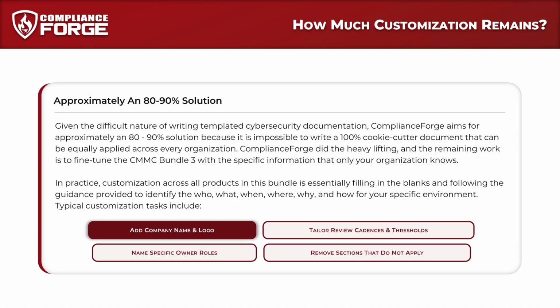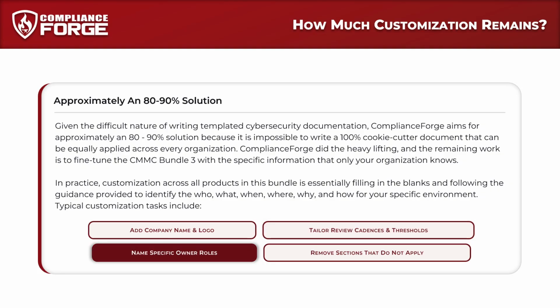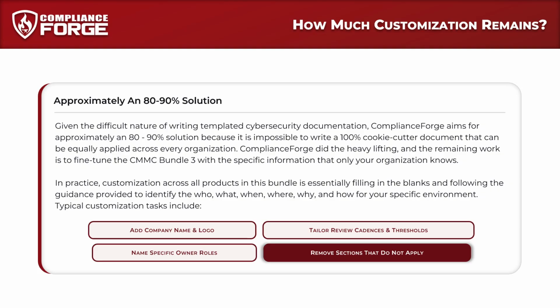In practice, customization across all products is essentially filling in the blanks. Adding your company name and logo, which is applied automatically to every document in the bundle. Tailoring parameters, such as review cadences and thresholds. Naming specific owner roles. And removing sections that do not apply to your organization.